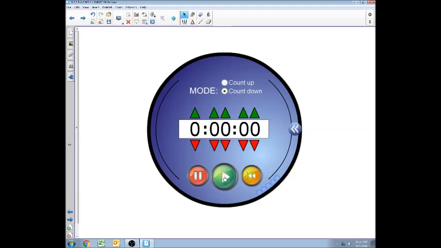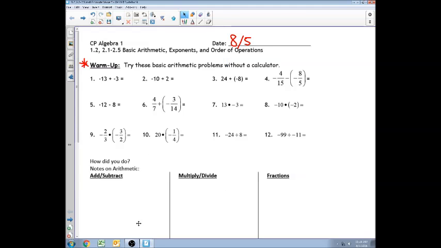And pencils down, please. All right, let's see how you did. Problem number 1 should have been negative 16. Problem 2 should have been negative 8. Problem 3 should have been 16. Problem 4 should have been 4 over 3. We'll talk about how to do that in 1 second if you did not get that. Problem 5, negative 20. Problem 6 should be 5 over 14.